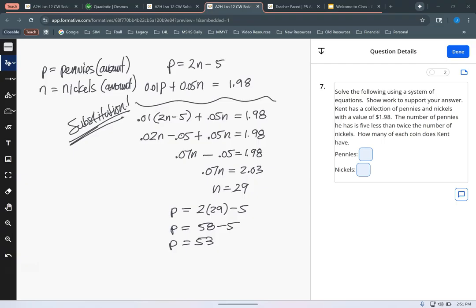All right, did you guys get 29 nickels, 53 pennies, right? It's great when formative confirms for you that you have those points, but on test day, how would you check it? Well, then you would just add it up, right? 53 pennies is how much money? 53 cents, right?